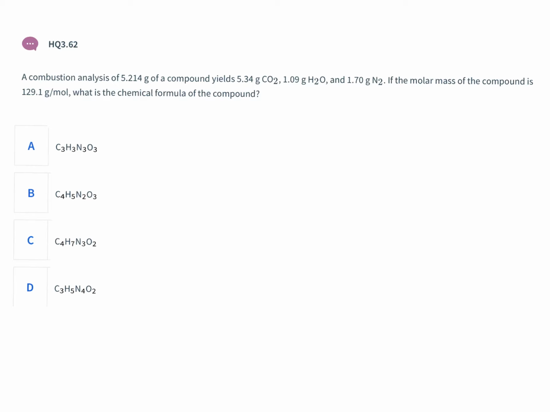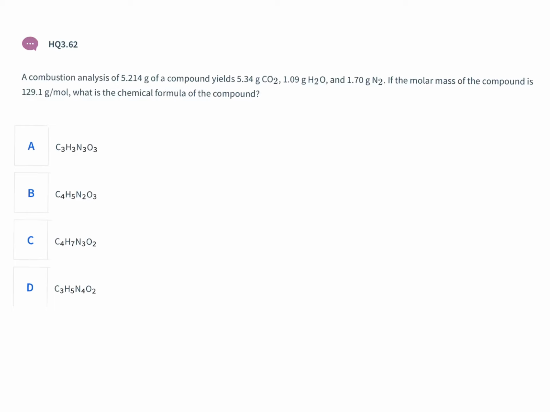Question 62 is much like the previous question in that you're given a mass of a combustion analysis, so 5.214 grams yields 5.34 grams of carbon dioxide, 1.09 grams of water, 1.7 grams of nitrogen, and then from that we're asked to determine the empirical formula and then eventually the molecular mass of this compound based on those numbers.